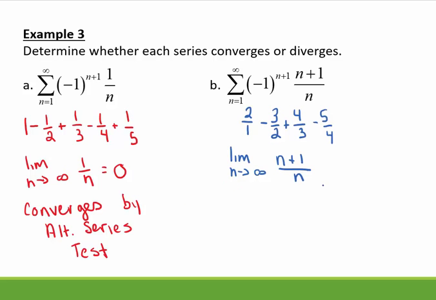Now we find this limit. This limit actually equals 1. So since my limit didn't equal 0, this diverges by the nth term test. And so those are the tests that we have just talked about today.